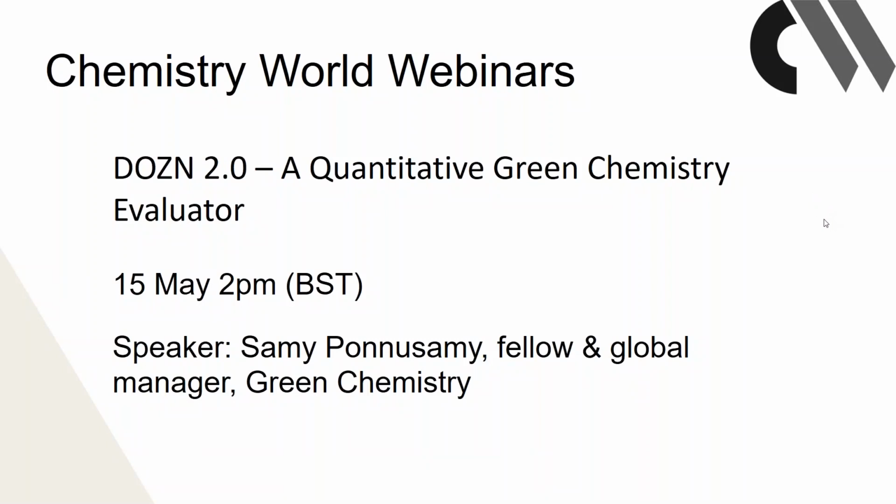I'm delighted to say that we have a very interesting topic today about a piece of software that we can all use to make our chemistry that little bit greener. So today we're looking at DOZN 2.0, a quantitative green chemistry evaluator. We're going to learn how to calculate green scores for your processes and to increase your overall sustainability. By the end of the webinar, you'll have a good understanding of the DOZN 2.0 tool and its applications.